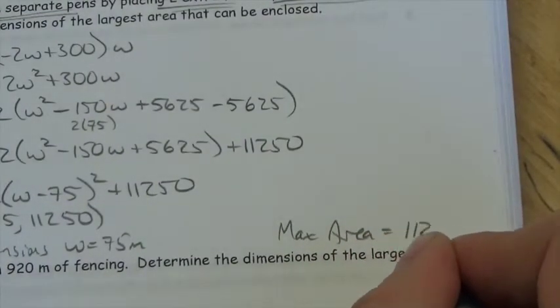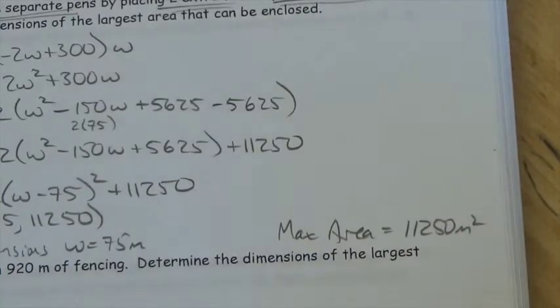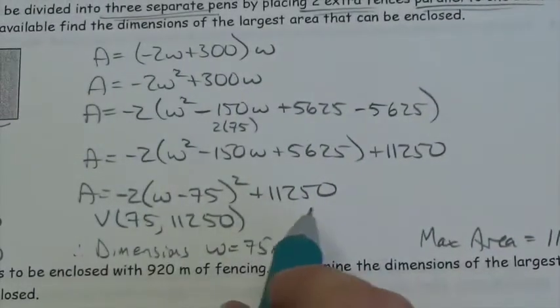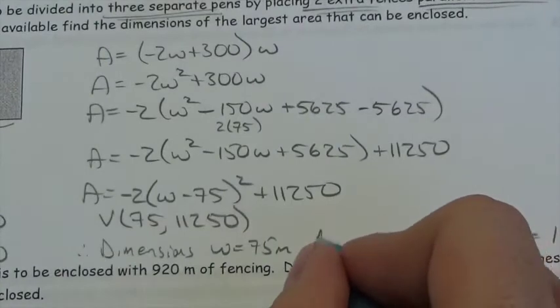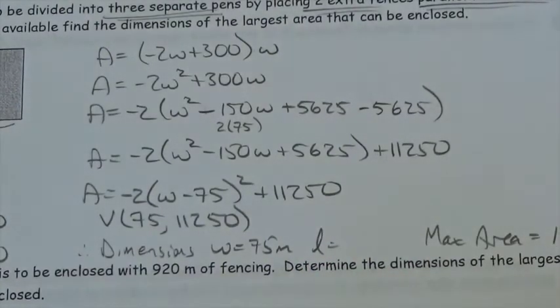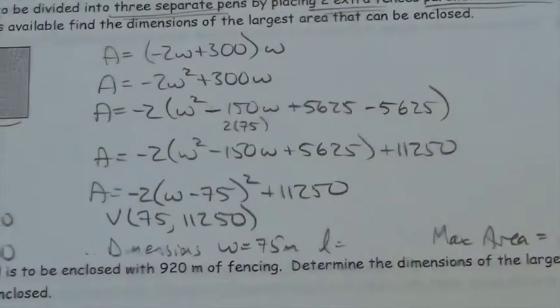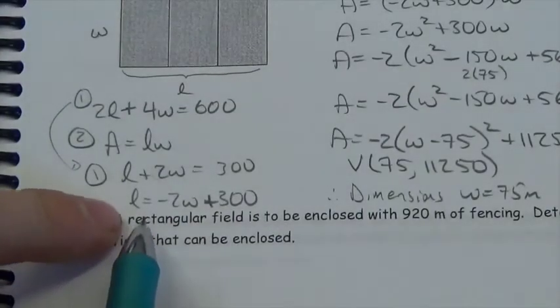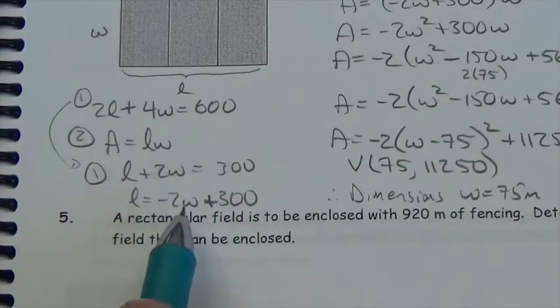Maximum area is going to be 11,250 meters squared. That's what I'm reading right out of the equation. Now, what I don't have right in front of me is an expression for the length. That's why I come over here. The length is going to be equal to negative 2W plus 300.